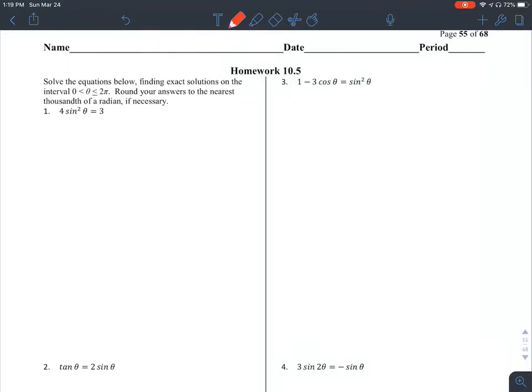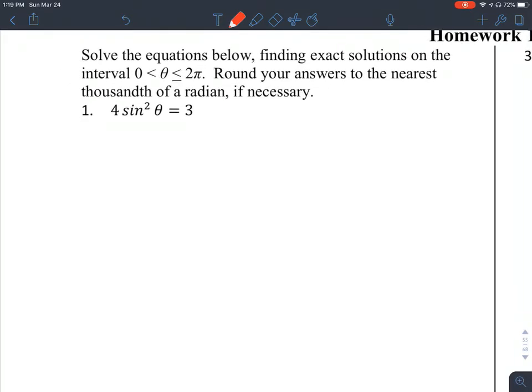Pre-AP Pre-Calculus. This is homework 10.5, solving trig equations. Directions: solve the equations below, find exact solutions on the interval from 0 to 2 pi, and round your answers to the nearest thousandth of a radian if necessary. So we're going to be doing rounding if we have to use our calculator.